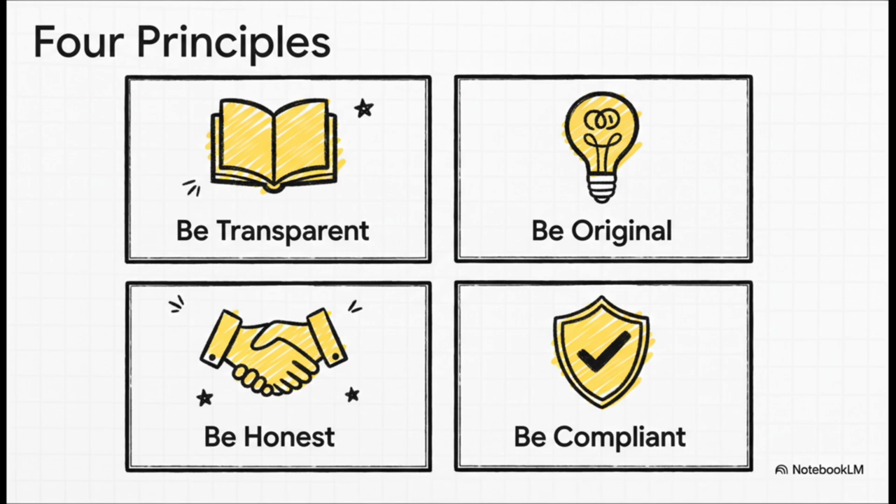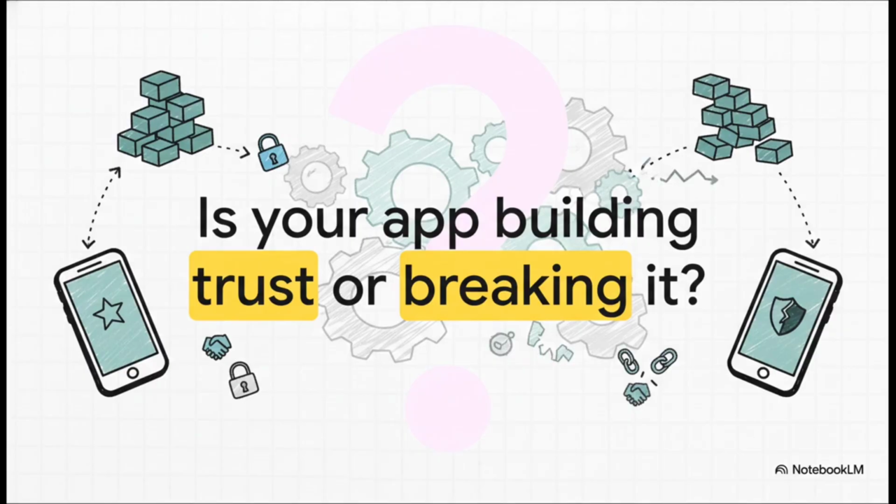At the end of the day, it's about building your own brand, not just borrowing someone else's. You know, in the end, this whole policy is really about one thing: trust. So take a good, hard look at your own app, its name, its icon, its description, and ask yourself this one simple question. Are you building your own trust, or are you just trying to borrow it from someone else? Because in the long run, only one of those is actually going to last.